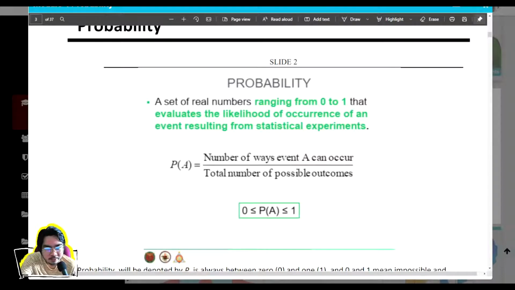Yung "and" na events, yung what is the probability of this occurring and this occurring. And also, yung what is the probability that event A occurs, or event B occurs. Usually, yung mga simple cases lang na gano'n, no? And there is an assumption na mutually exclusive yung two events na yun.